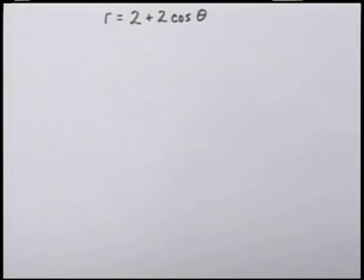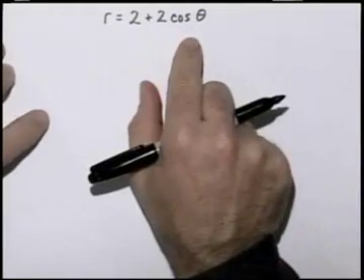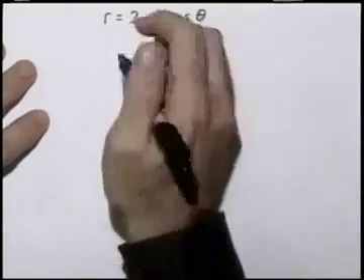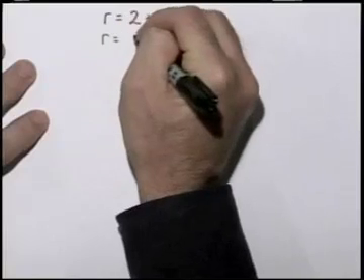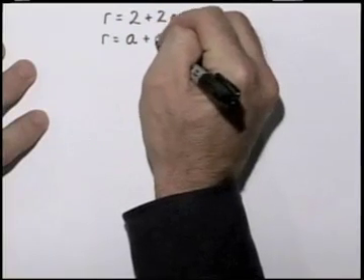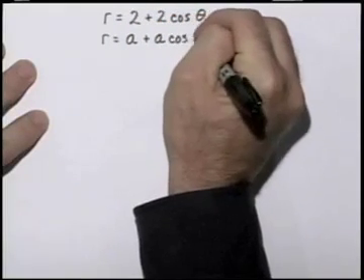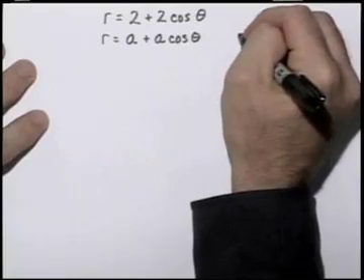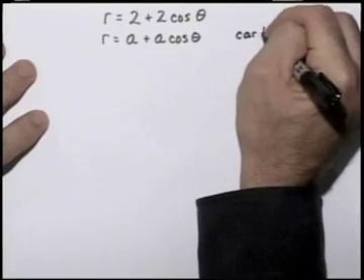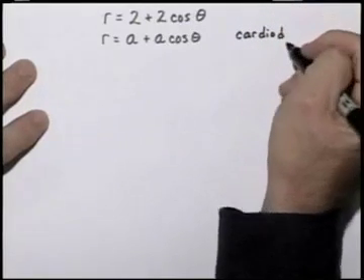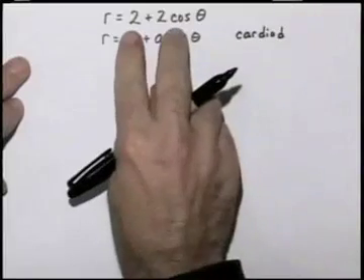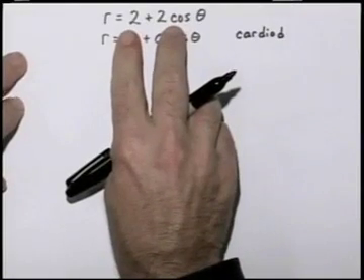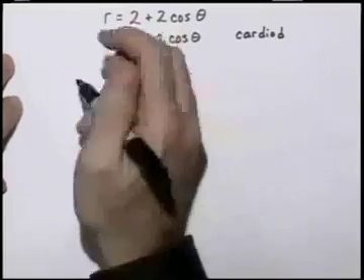We want to graph r equals 2 plus 2 cosine of theta and identify the type of graph that we're dealing with. Well, this equation is of the form r equals a plus a cosine of theta. For that reason, the graph is going to be a cardioid. To obtain the graph, the first thing that we want to do is check for symmetry.